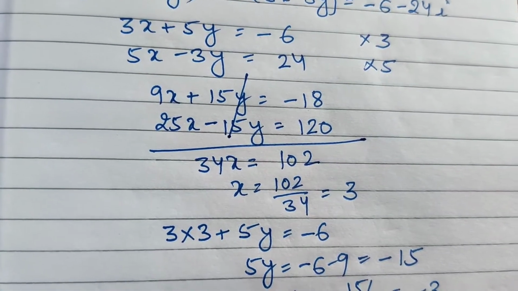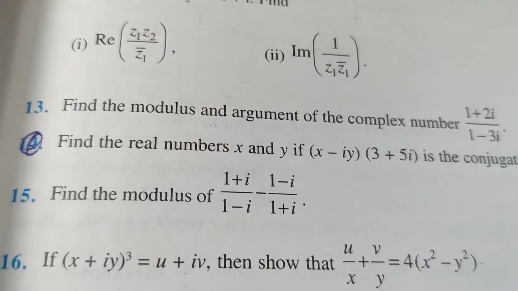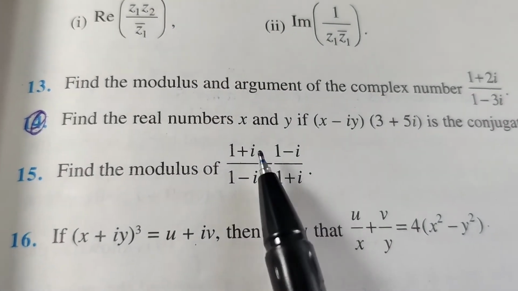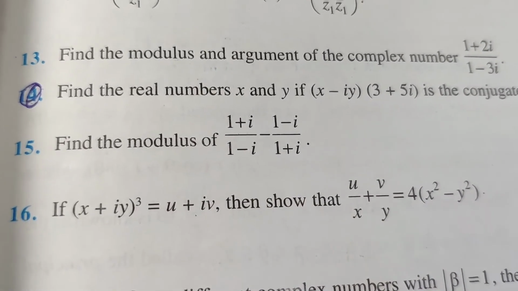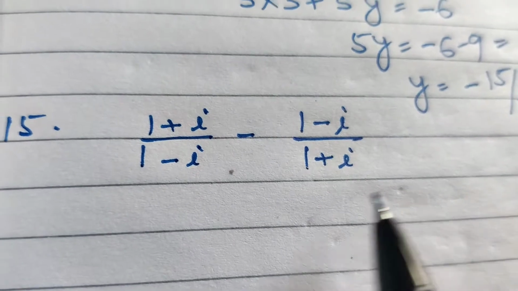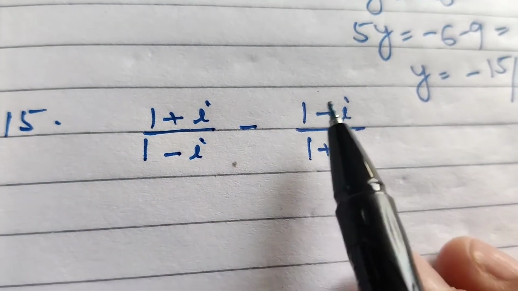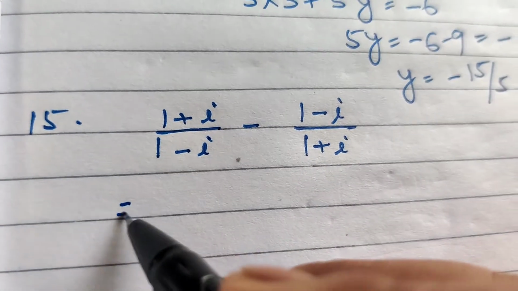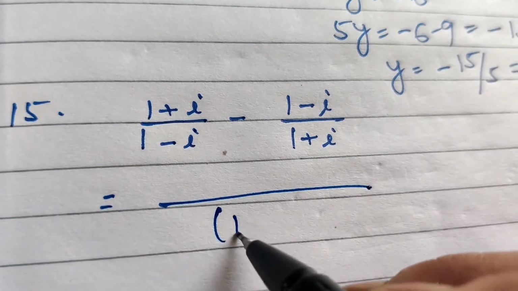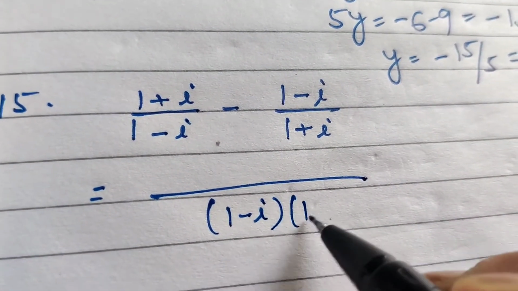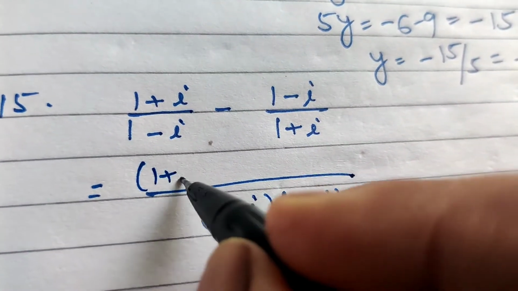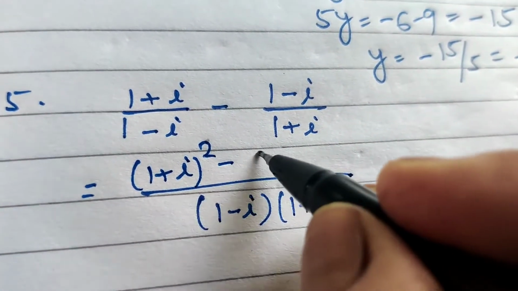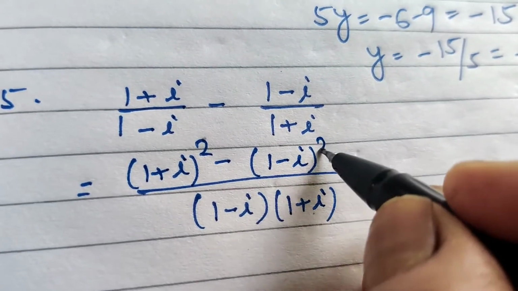Next, question number 15. Find the modulus of (1 plus i) upon (1 minus i) minus (1 minus i) upon (1 plus i). This is the number (1 plus i) upon (1 minus i) minus (1 minus i). First we have to solve. Take LCM of 1 minus i and 1 plus i. We get (1 plus i) whole square minus (1 minus i) whole square.